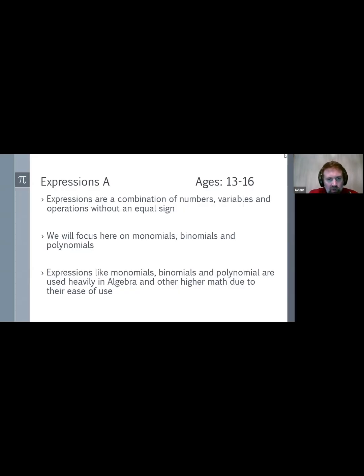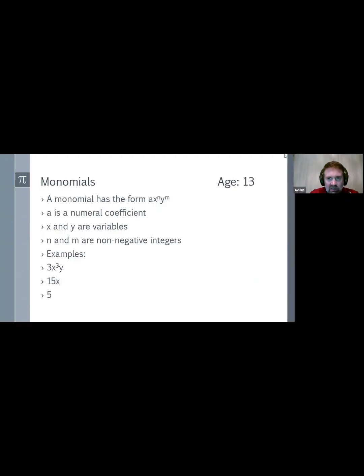So now we're going to focus here on the monomials, binomials, and polynomials, which are all basically the same thing. They're just the number of terms. Like mono means one, bi means two, poly means many. So it could be three or more. Nomials, numbers, I think something like that. One set of terms. So we'll look at it a little deeper in the next slide. So these are good and used heavily in algebra because they're very easy to use and manipulate and work through your exercises.